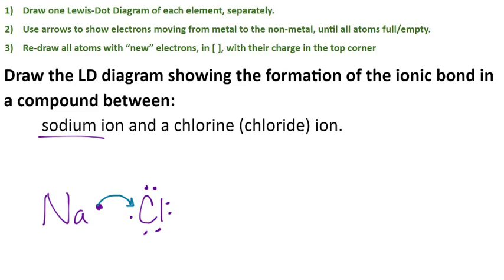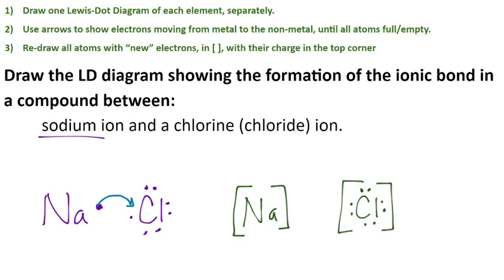We're going to redraw these atoms. Sodium is empty in its square brackets, and chlorine is going to have 8 dots around it now that it's gotten that 1 extra one from sodium. And then we give them their charges. Because sodium lost 1 electron, it becomes a positive 1 charge. Because chlorine gained 1 electron, it becomes a negative 1 charge. So this is the process of formation of the bond between sodium and chlorine. Not too bad, right? Well, it's not quite always that simple.